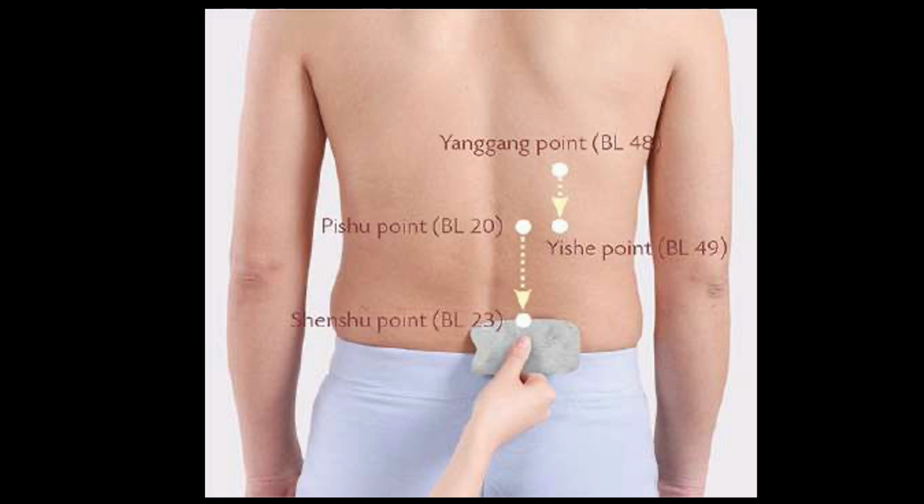Pishu point, Shenshu point, Yanggang point, and Yishe point. Use the surface scraping to scrape from Pishu point to Shenshu point and from Yanggang point to Yishe point of the bladder meridian on both sides on the back.